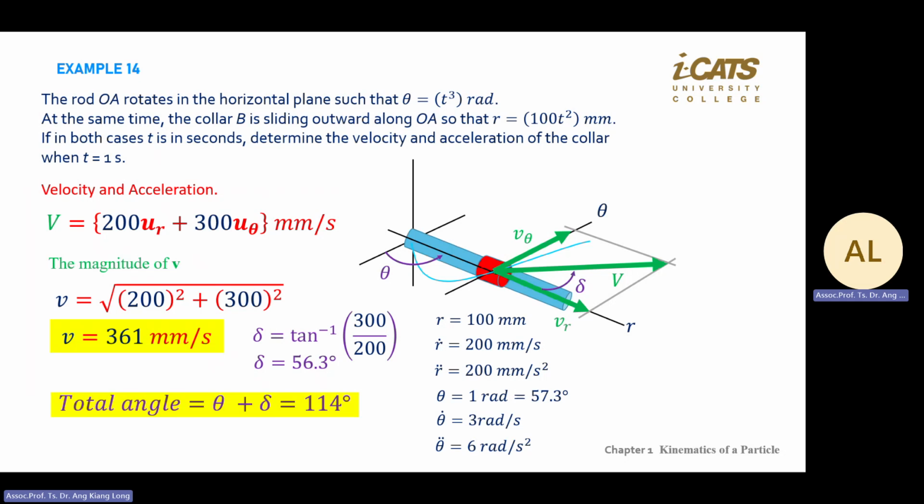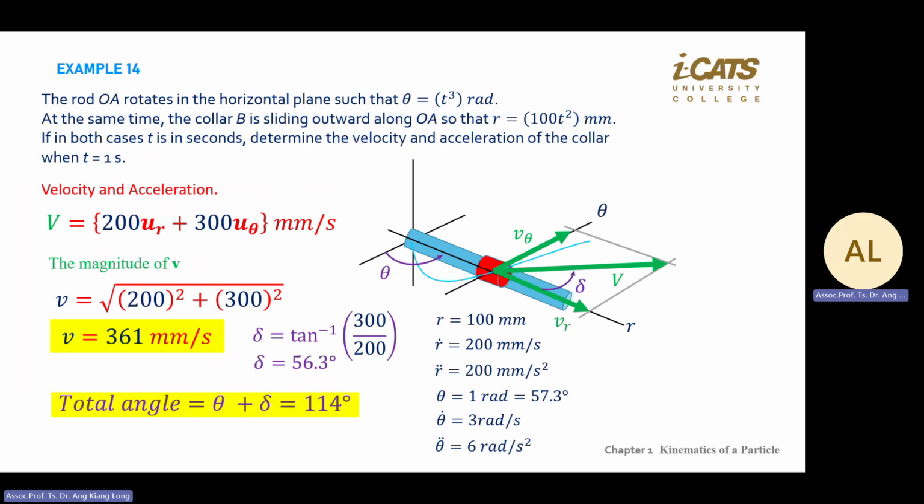So how do you know the delta? Tangent of this angle. Tangent is opposite by the side. Your opposite is v theta. Side is your v_r. So inverse tan, your v theta divided by v_r, you get this value. Now, however, this is only delta. You need to add this original angle with its theta.